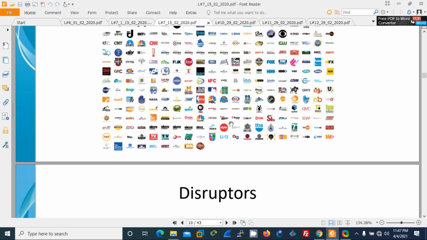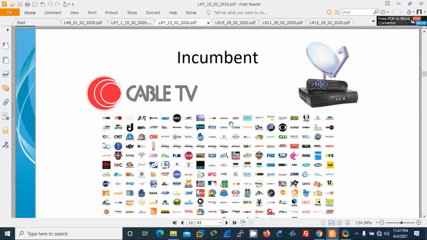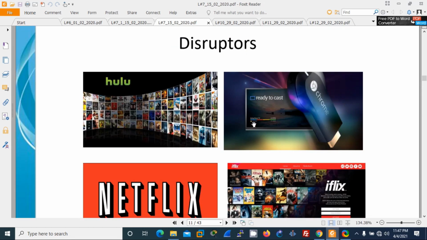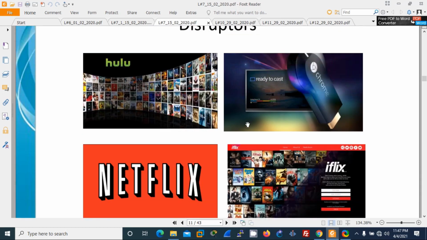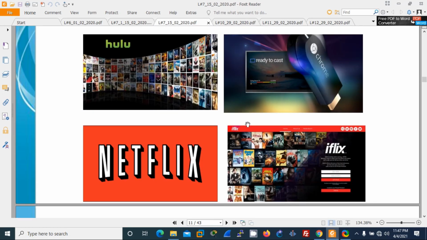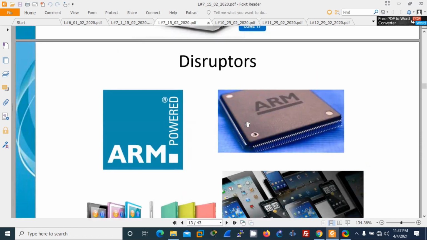There are incumbents who were thinking about their good old traditional products, and those have been disrupted by startups. For example, one of the famous incumbents, cable TV or other dish TV providers, was disrupted by Netflix rapidly, in a very barbaric manner, and also Google Chromecast. And incumbent players in the chip manufacturing section, that is Intel, were disrupted by ARM processors.